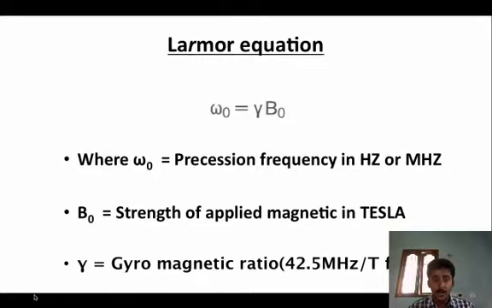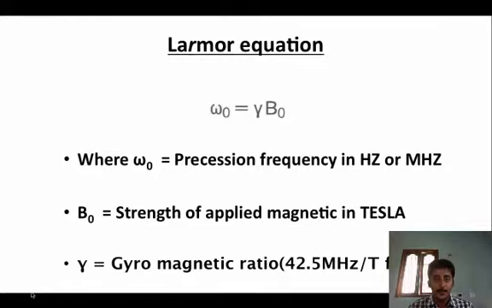Hence, how is this omega naught determined? How is this controlled? It is just proportional to the strength of the applied magnetic field, which is B naught. And what is this proportionality constant? The gyromagnetic ratio. It is simply the frequency attained due to application of a unit magnetic field. It is usually 42.5 megahertz per Tesla for a proton.